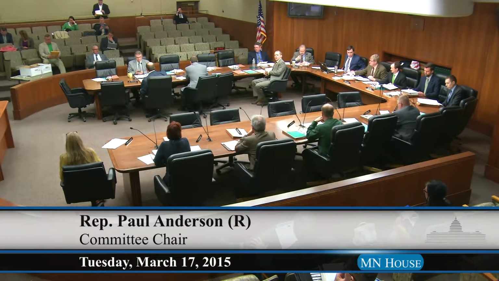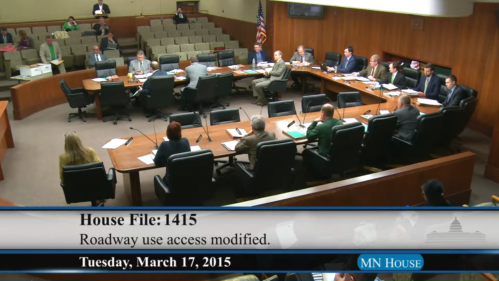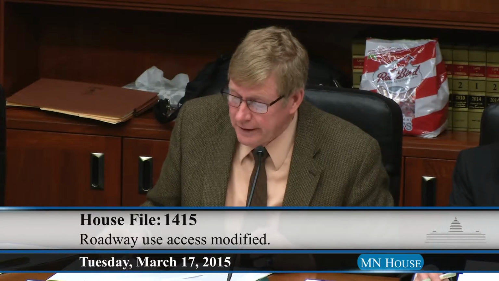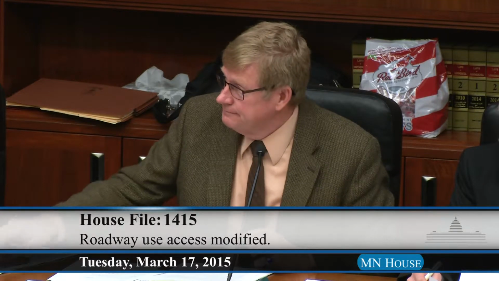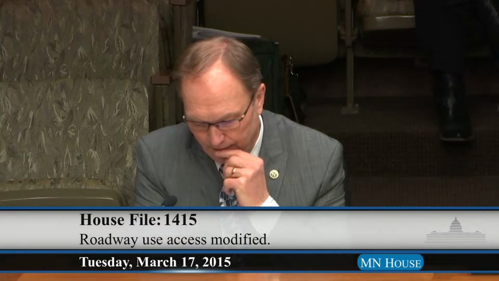We have enough members here for a quorum, so Representative Schumacher, would you care to move House File 1415? Thank you, Mr. Chair. I move that House File 1415 be re-referred to the Committee on Transportation Policy and Finance. And also, Representative Anderson, would you care to move the minutes for the meeting of March 11th? So move the minutes, Mr. Chair. Thanks, Representative. All in favor of the minutes of March 11th signify by saying aye. Aye. Opposed, same side. Minutes approved. Go ahead, Representative Torkelson. Thank you, Chair Anderson.